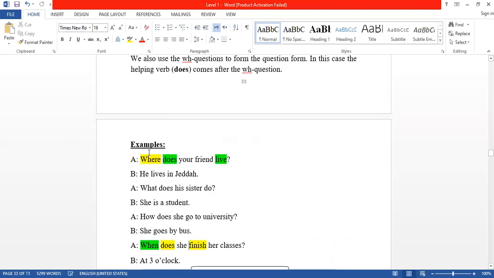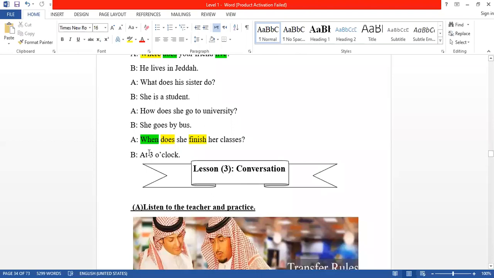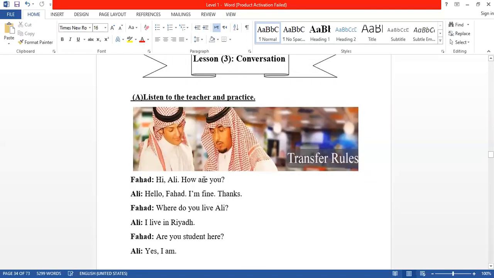Okay, now we are going to lesson three. In lesson three, we have a conversation between Fahad and Ali. I'm going to read the conversation, then I'm going to give the meaning of the new words.